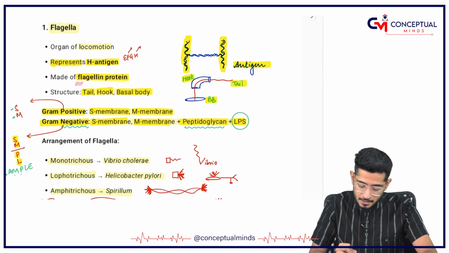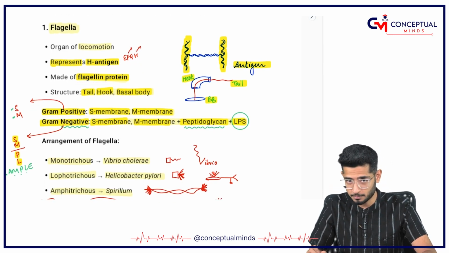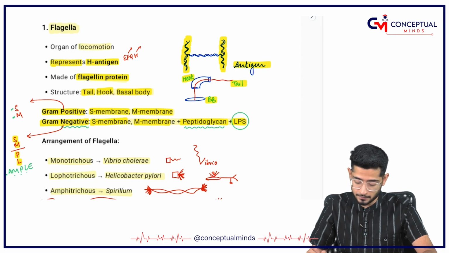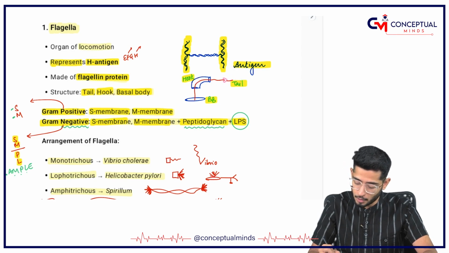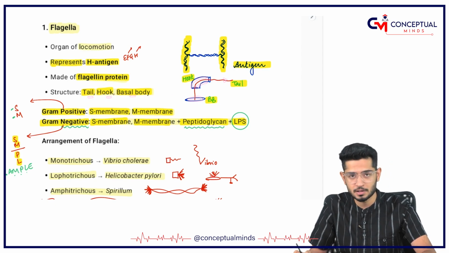Now flagella is made up of what? It is made up of flagellin protein. What are the parts of flagella? You have a tail, a hook, and a basal body. These are the three parts of flagella.